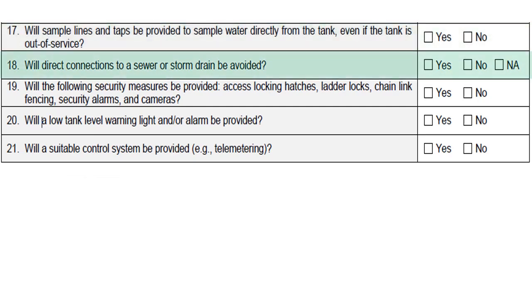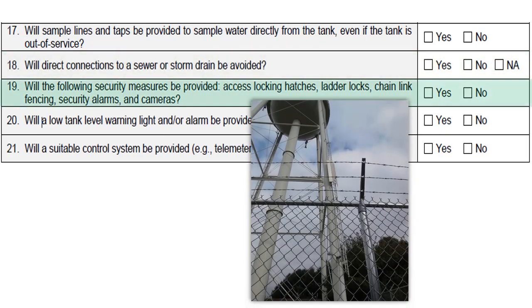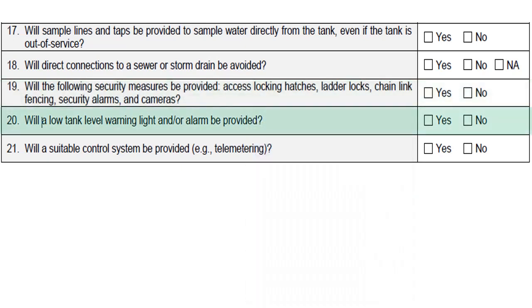Overflows shall not have a direct connection to sewer and storm drains in order to prevent cross-contamination. Security measures should be provided, including locks on access hatches, ladder locks, chain link fencing, security alarms, and cameras. Low tank level warning lights or alarms should also be provided.